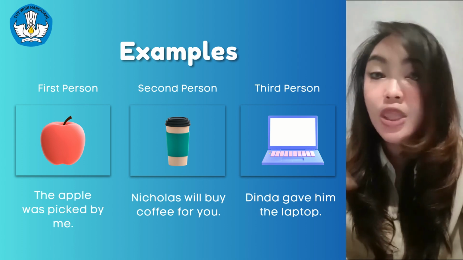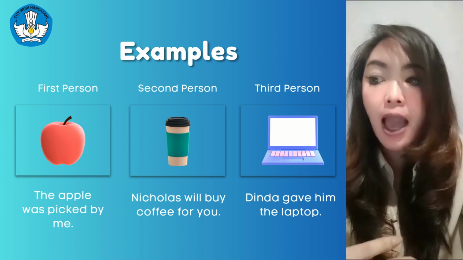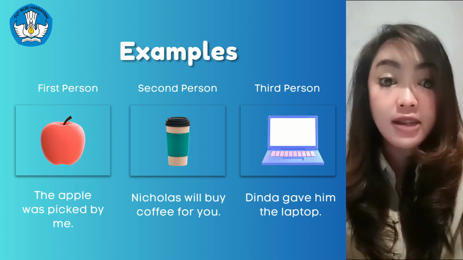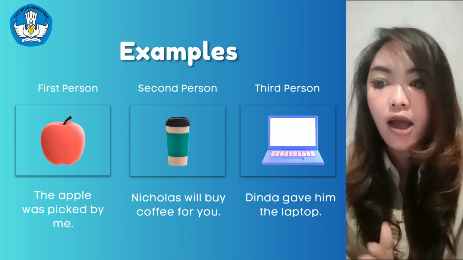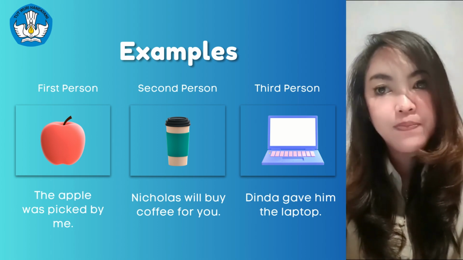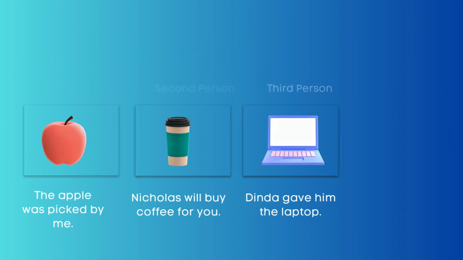Jadi, untuk di kalimat orang pertama, the apple was picked by me, me-nya ini mengacu kepada orang yang sedang berbicara. Sedangkan untuk yang orang kedua, you itu mengacu kepada orang yang diajak berbicara. Sedangkan di yang ketiga, him mengacu kepada orang yang dibicarakan.